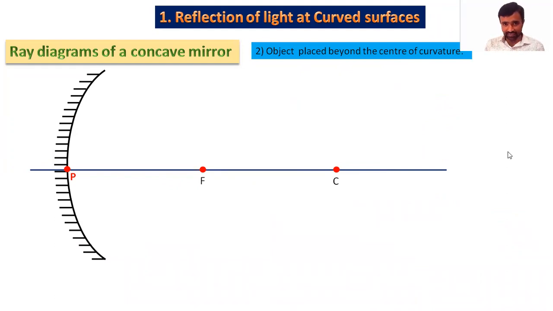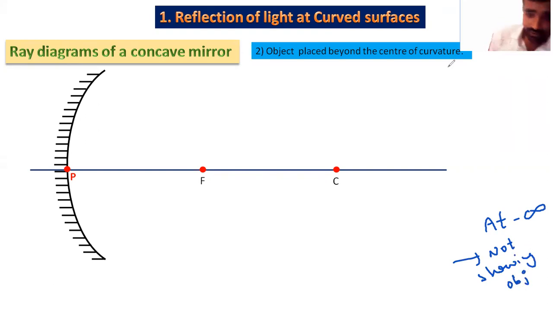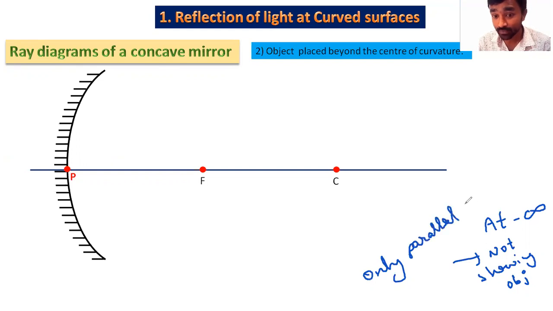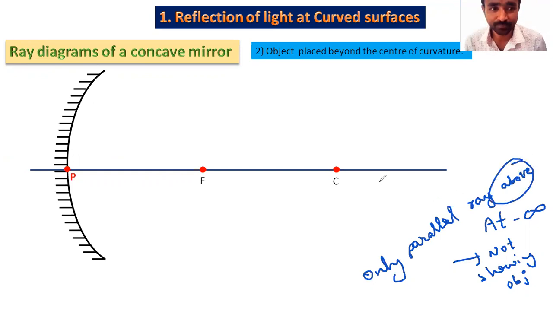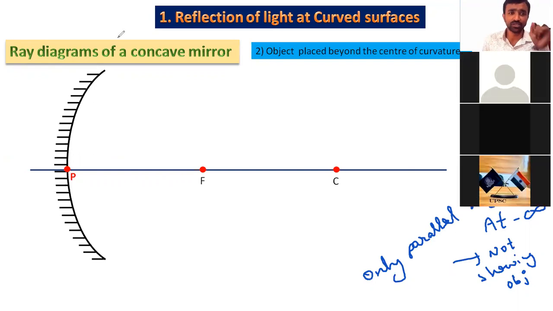So at infinity, we cannot show the object. Right? So in this case, we will use only parallel rays above or below the principal axis. Clear? Because infinite distance we cannot show. So for this, we are just using a parallel beam of light rays.